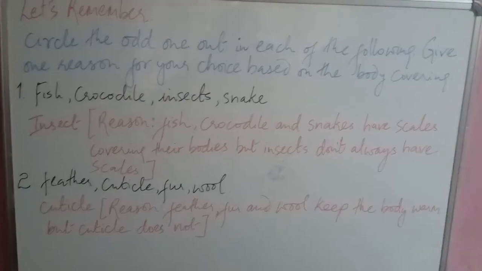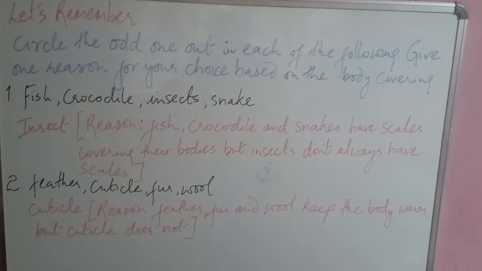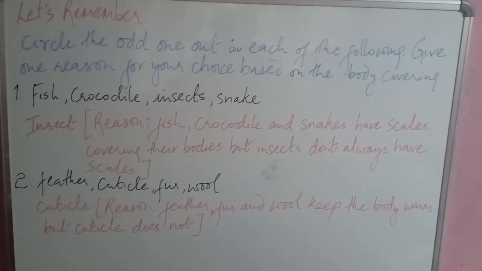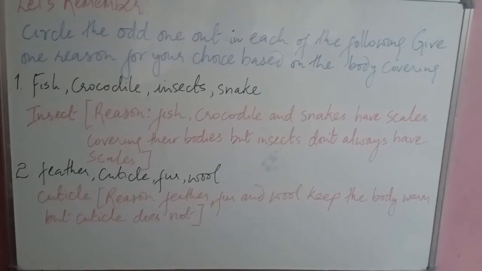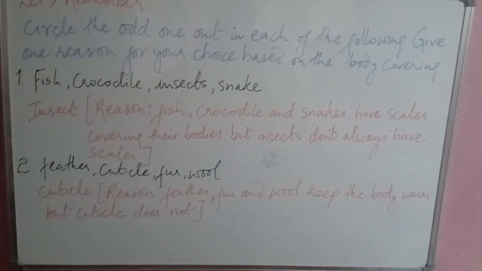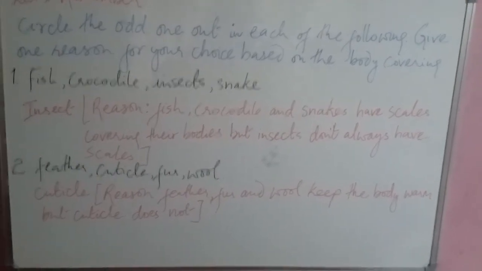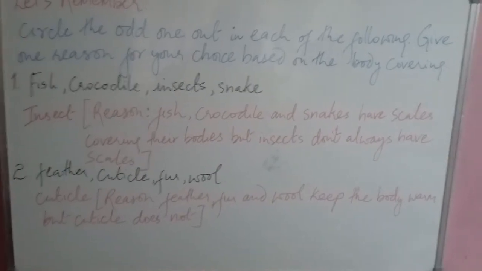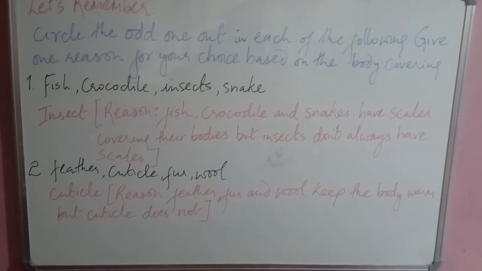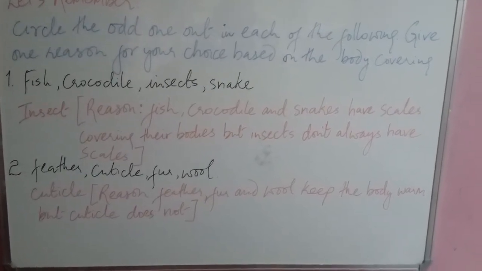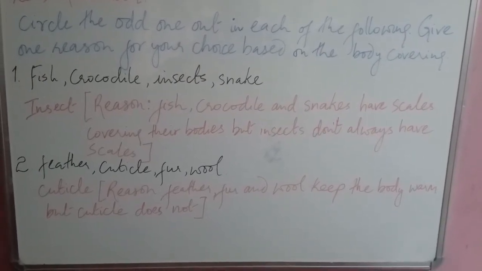Next we have, let's remember question. Circle the odd one out in each of the following. Give one reason for your choice based on their body covering. The first one is fish, crocodile, insect, snake. We have to find the odd one. Insect is the odd one, and we have to give the reason also. In the reason you have to write: fish, crocodile, and snakes have scales covering their bodies, but insect doesn't always have scales. Okay.